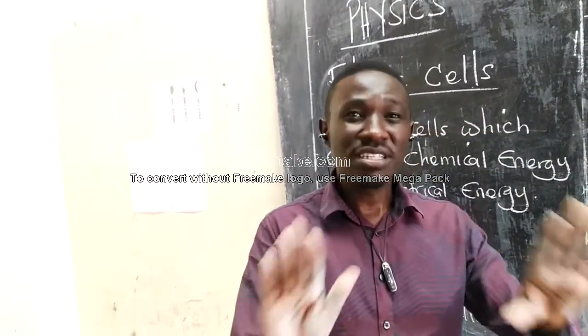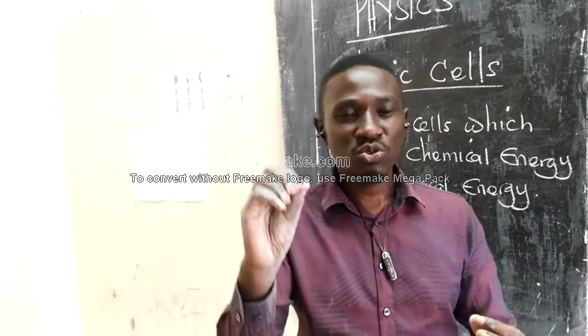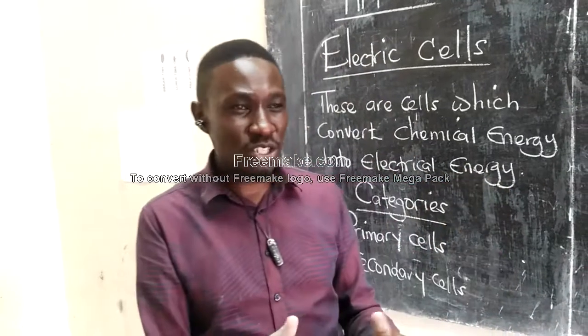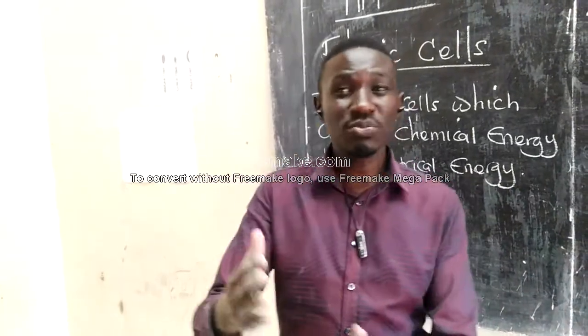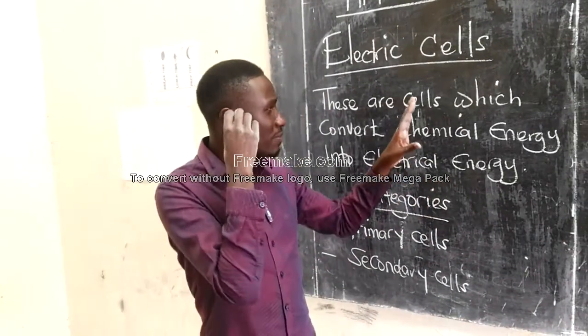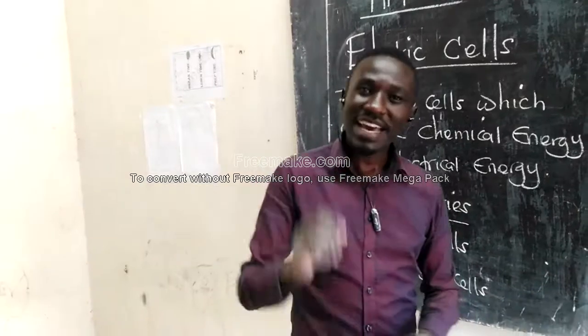Their role is simply to convert chemical energy to electrical energy. Be reminded that these energy conversions are the ones which result in the production of sound, production of light, and energy changes. Therefore, electric cells simply convert chemical energy into electrical energy.